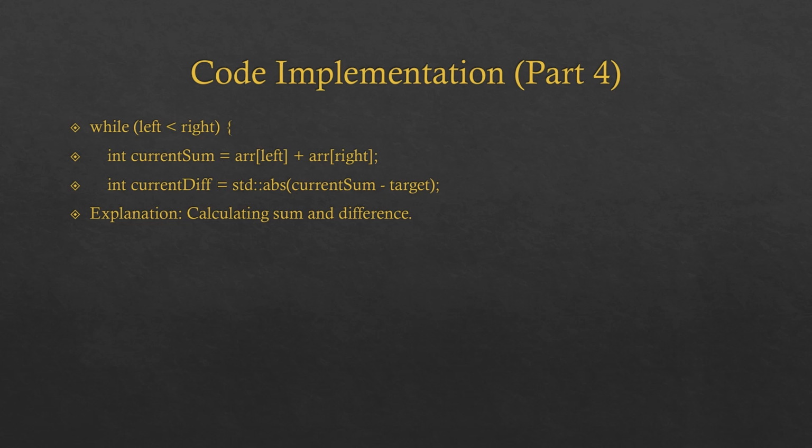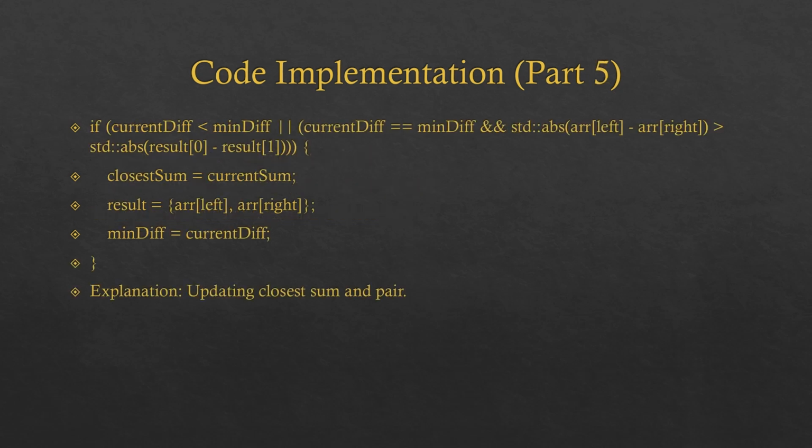Now, inside the while loop, we calculate the sum of the elements at the two pointers. We also compute the absolute difference between this sum and the target. If the current sum is closer to the target or has a larger absolute difference compared to the previous best, we update our closest pair and the minimum difference.